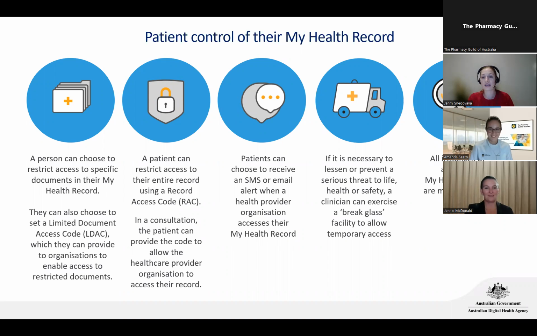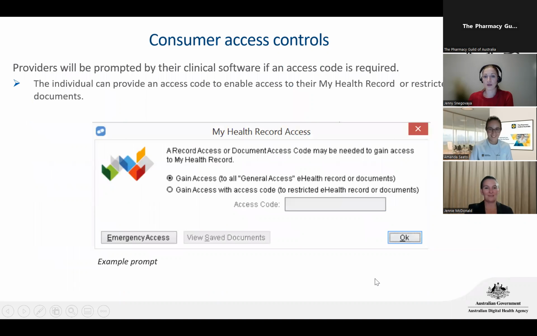And all access to My Health Record is monitored and recorded, so individuals can actually go and have a look at their own My Health Record. They can view their access history and see what documents have been accessed and what organizations have accessed their information. So there are a lot of controls that patients can set if they choose to restrict access to their record, or if they want to be notified when their information has been accessed.